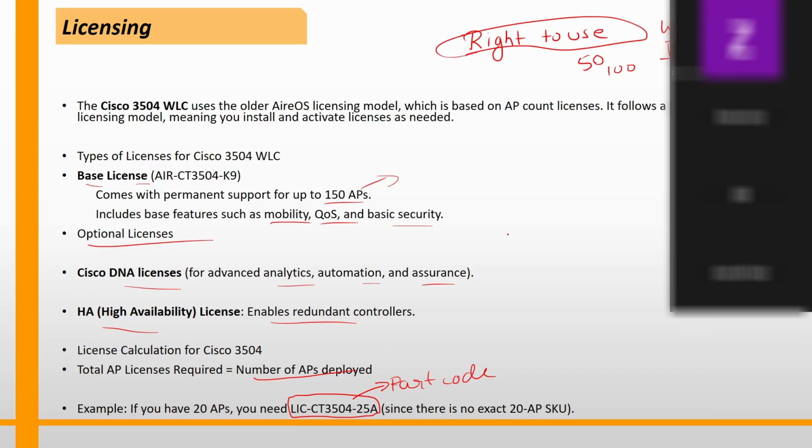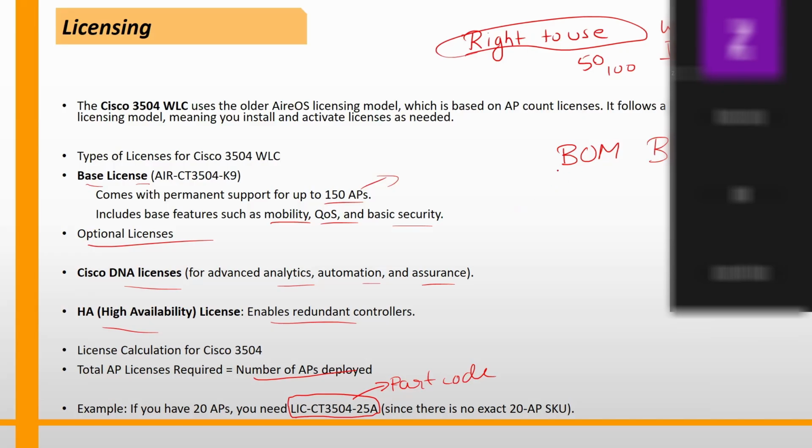Basically, what happens is the pre-sales people in your organization or the Cisco team will prepare something called a bill of material, BOM, or you can say BOQ, bill of quantity.